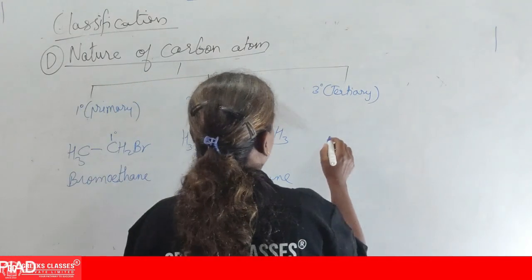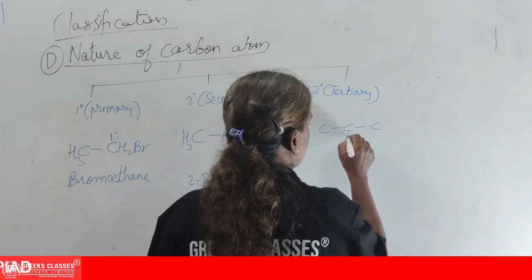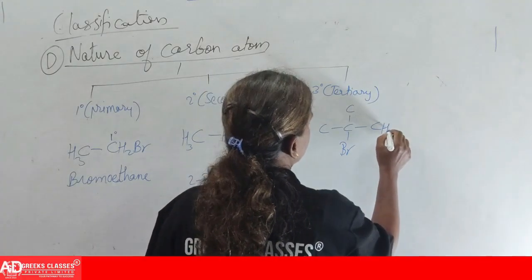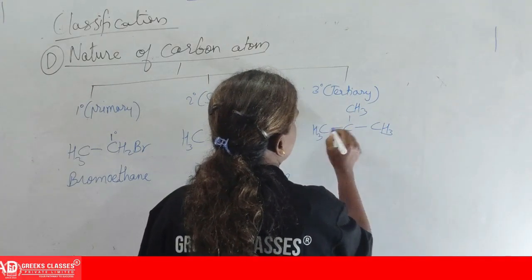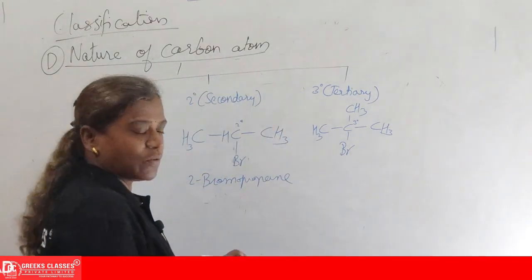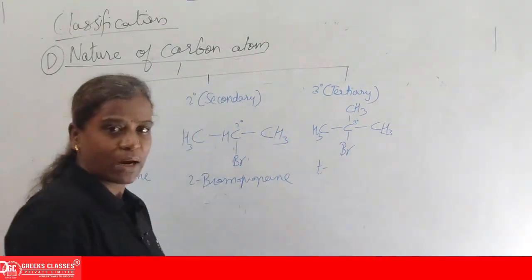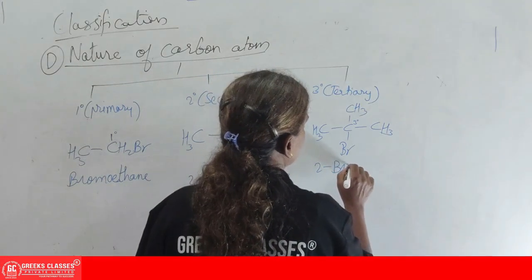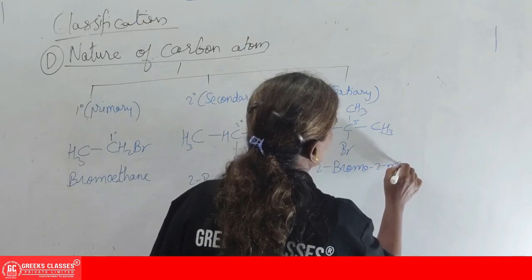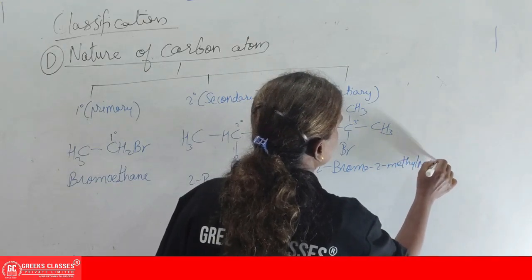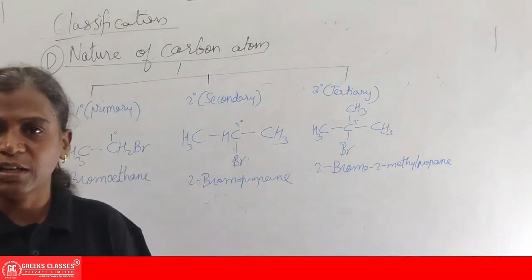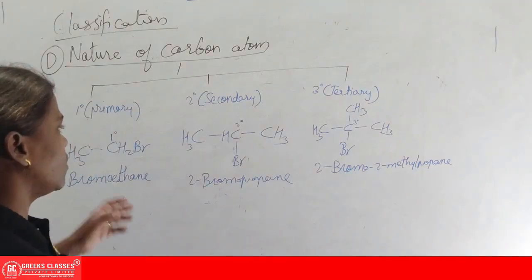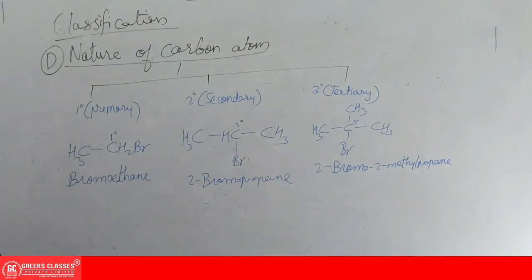Now tertiary, this one would be the one having three adjacent neighboring carbons to which the bromine is attached. So that is 3-degree carbon. Here this one we call tertiary butyl bromide, or we can also call it 2-bromo-2-methylpropane. So based on primary, secondary, tertiary, we can have this kind of classification of haloalkanes. I hope it is clear to you.